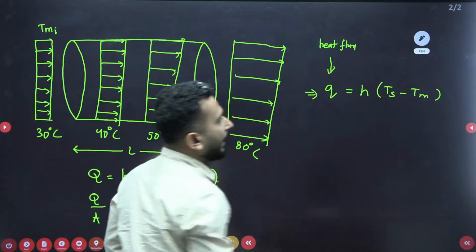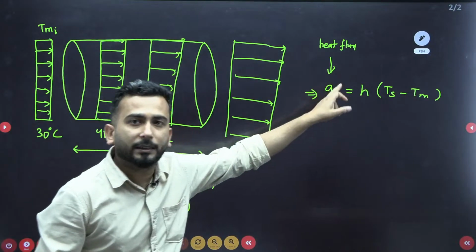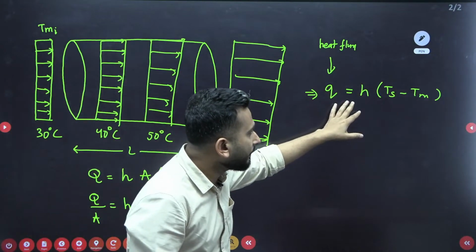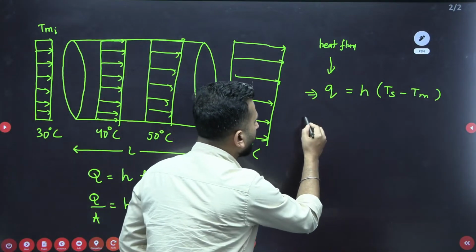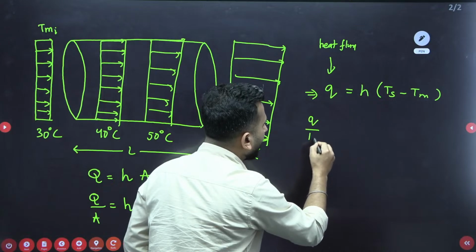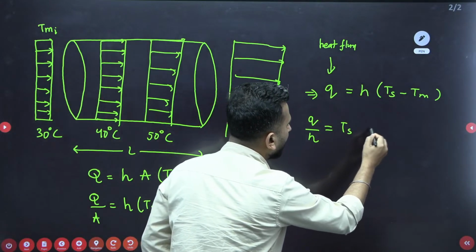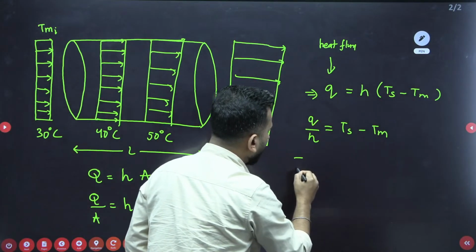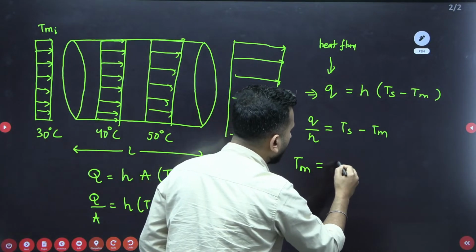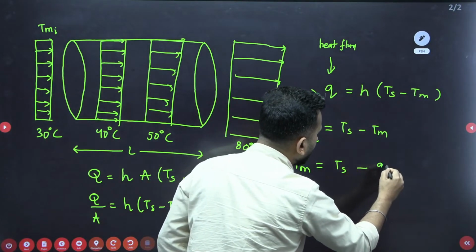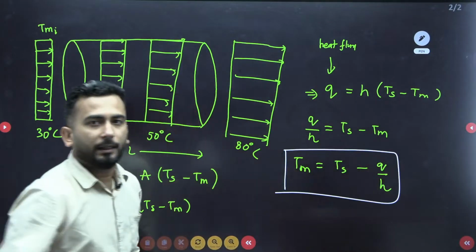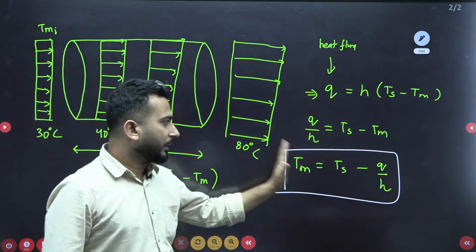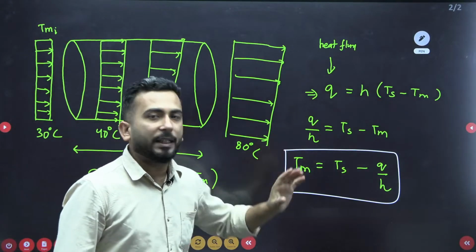Very good, sir. What is this? This is the heat flux. This is the heat flux at any distance x. Okay. So from here I can write q by h is equal to Ts minus Tm, or I can write that Tm is equal to Ts minus q by h. At any distance x, this is the heat transfer. Okay. What is Tm? Mean temperature of the fluid.